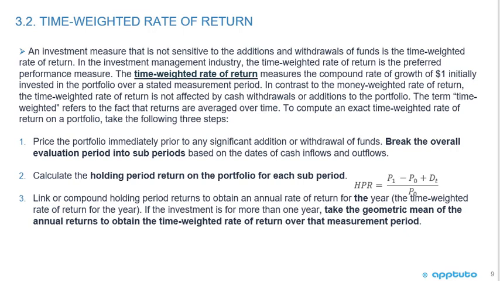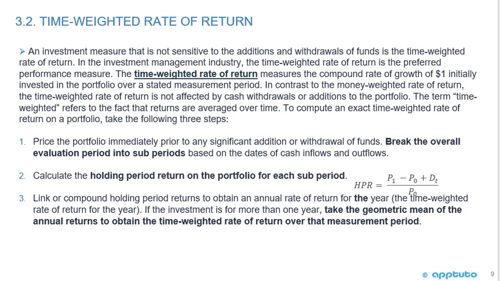The term time-weighted return refers to the fact that the returns are averaged over time. To compute an exact time-weighted rate of return on a portfolio, take the following 3 steps. Number 1, price the portfolio immediately prior to any significant addition or withdrawals of funds. Break the overall evaluation period into sub-periods based on the dates of cash flow inflows and outflows. Calculate the holding period return on the portfolio for each sub-period.